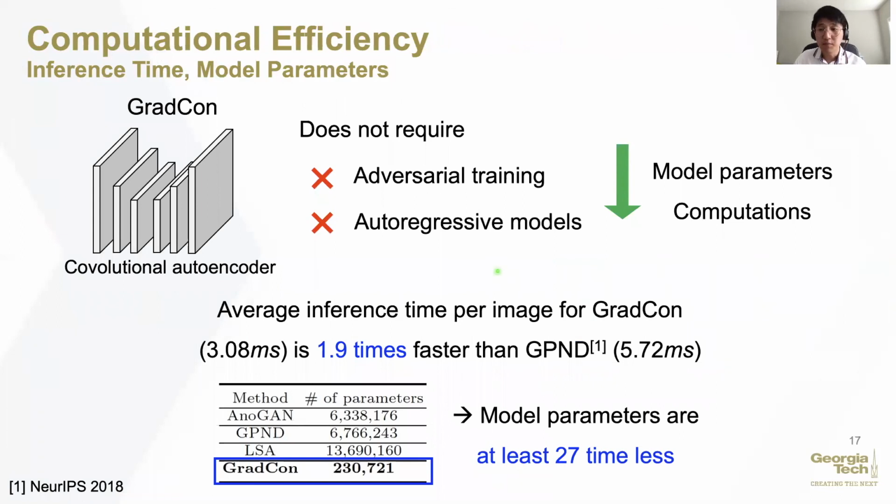Finally, GradCon is simple and computationally efficient. GradCon does not require adversarial training or autoregressive models. This significantly reduces the number of model parameters and computations. GradCon achieves 1.9 times faster average inference time than the state-of-the-art method, GPND. Also, it requires at least 27 times fewer model parameters compared to other state-of-the-art algorithms.